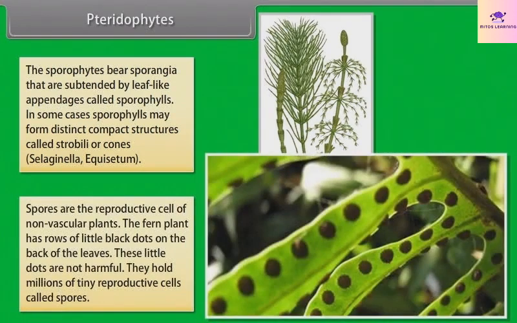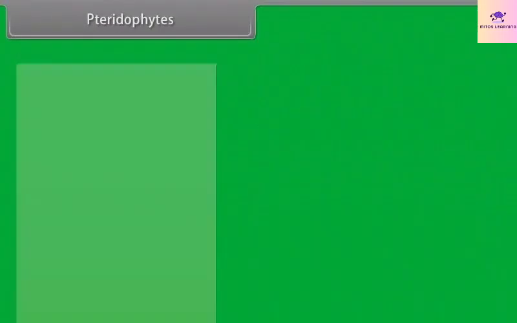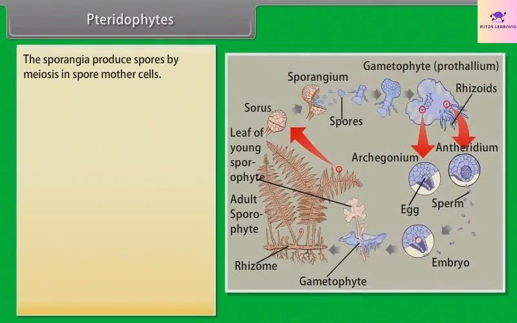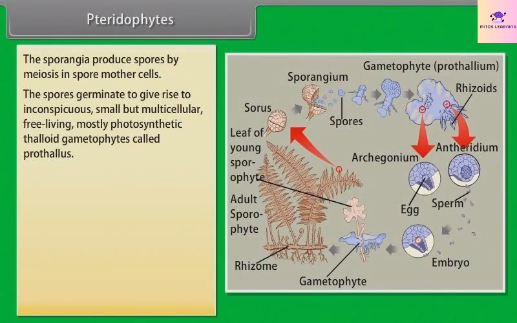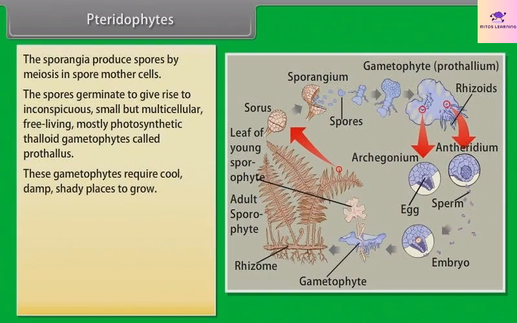Spores are reproductive cells of non-vascular plants. The fern plant has rows of little black dots on the back of the leaves. These little dots are not harmful. They hold millions of tiny reproductive cells called spores. The sporangia produce spores by meiosis in spore mother cells. The spores germinate to give rise to inconspicuous, small, but multicellular, free-living, mostly photosynthetic thalloid gametophytes called prothallus. These gametophytes require cool, damp, shady places to grow.